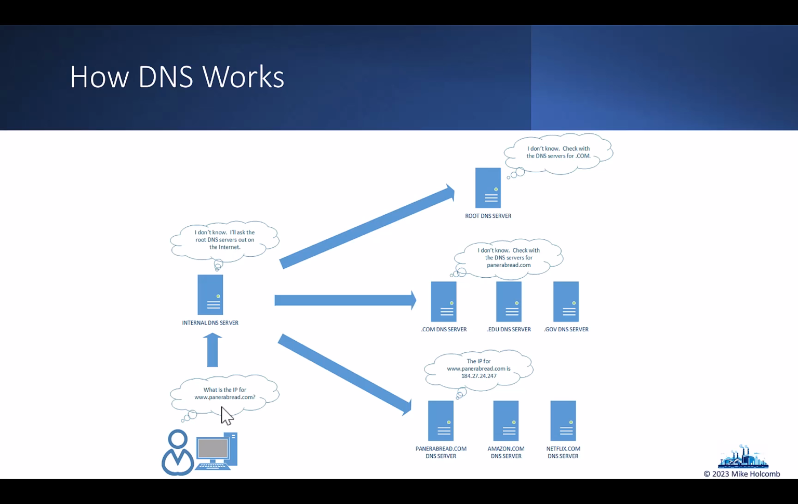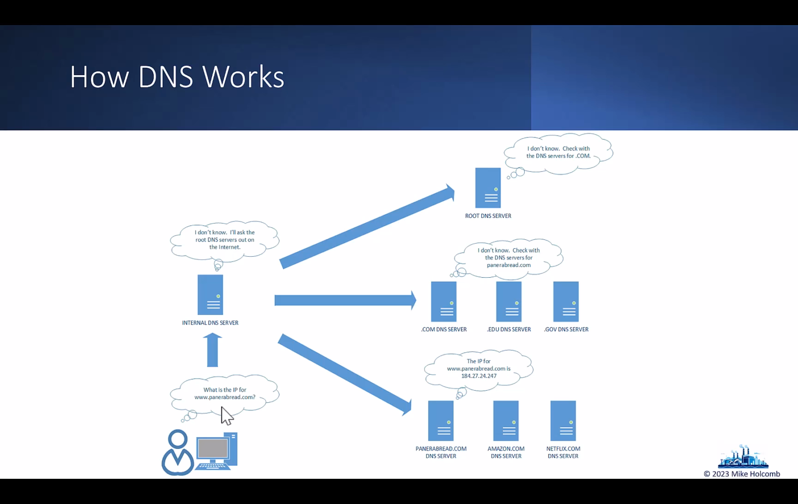And that's what happens. So we then go to the panerabread.com DNS servers and say, hey, what's the IP address of www? And then you can see he or she comes back and says it's 184.27.24.247. Then my browser gets that information from the DNS server, and then it's able to make the connection to the web page. So anytime we're making a connection to a web page, we have to go through that resolution. But it's not just one DNS server we go to. It's this whole chain of DNS servers to finally get that one IP address.